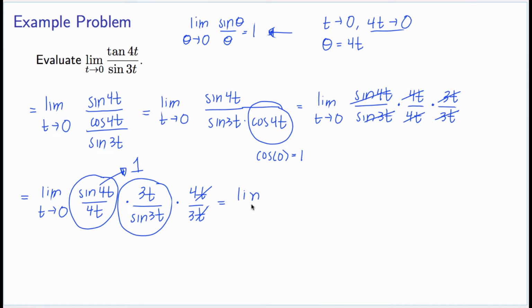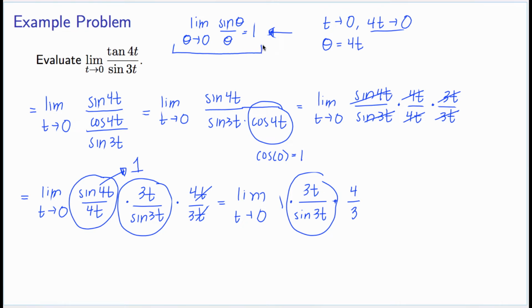So far we have the limit as t goes to 0 of 1 times 3t over sine 3t, and then we have this 4/3 hanging out on the end. Now let's think about our 3t over sine of 3t. So I know that the limit as theta goes to 0 of sine theta over theta is equal to 1.